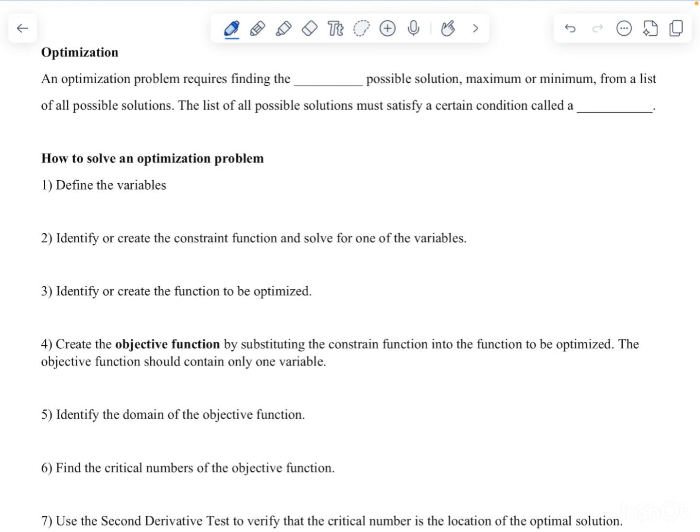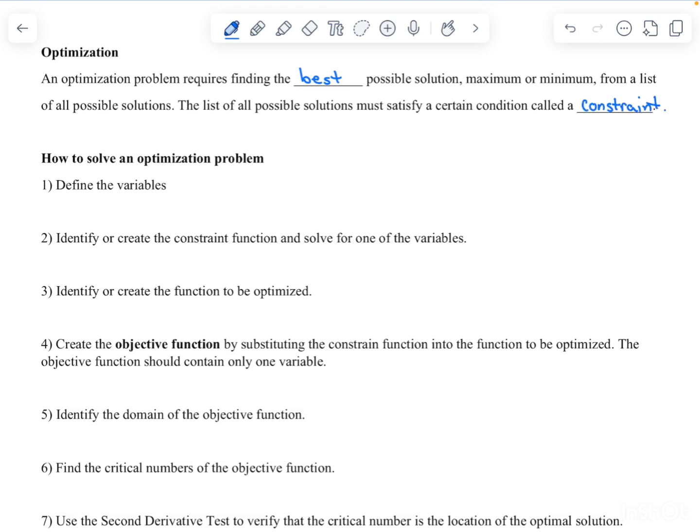In this section, you'll be solving optimization problems. An optimization problem requires finding the best possible solution, maximum or minimum, from a list of all possible solutions. The list of all possible solutions must satisfy a certain condition called a constraint.